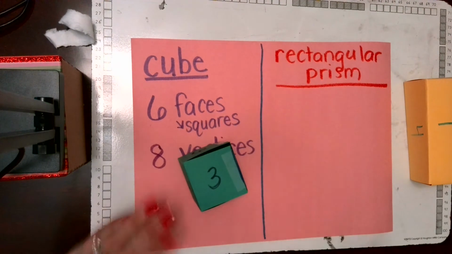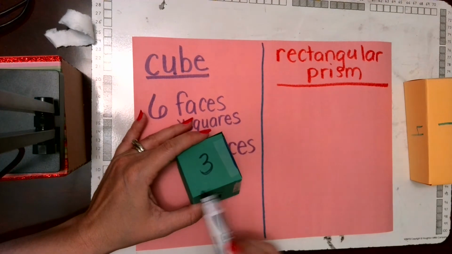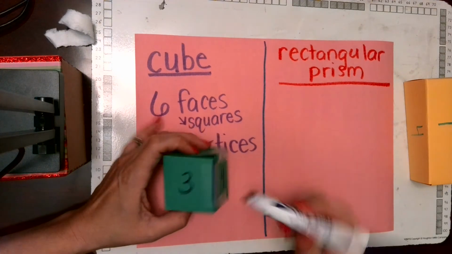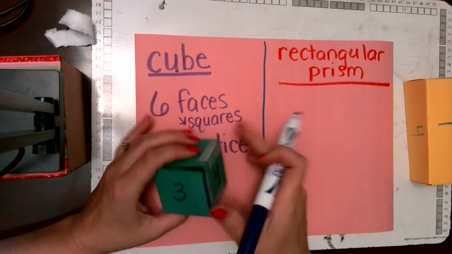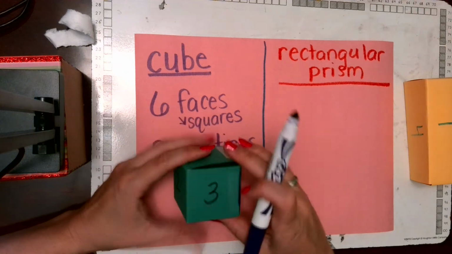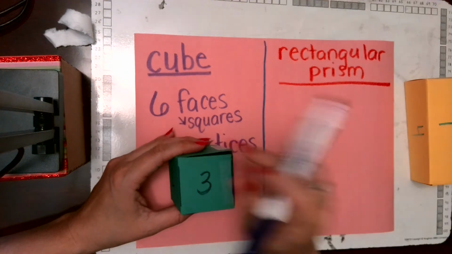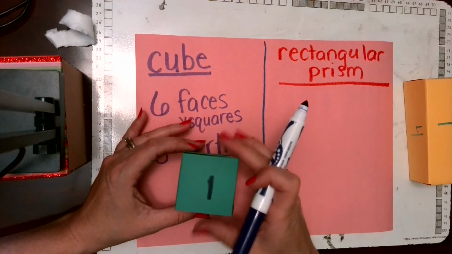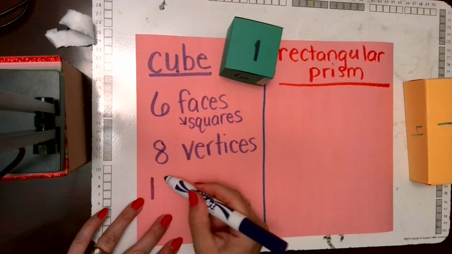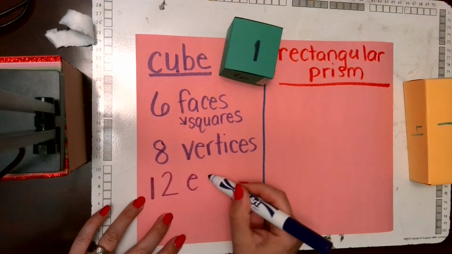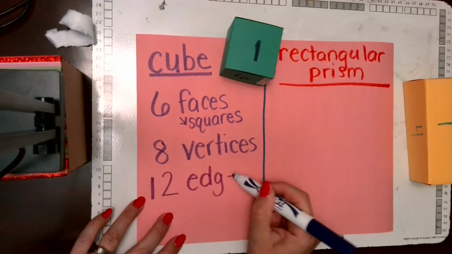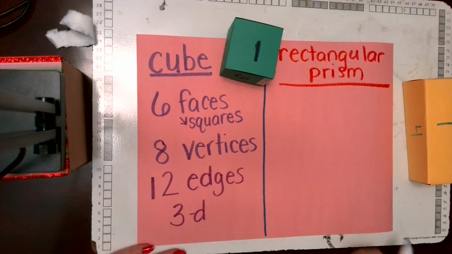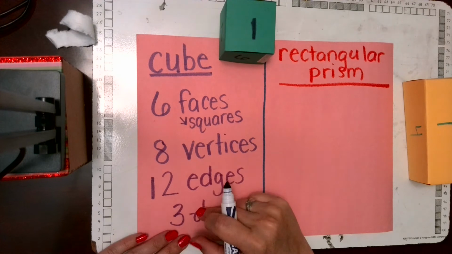And then in the video, it also talked about these parts right here, where one face comes to touch another face. Do you remember what those are called? Yes, those were called edges. And if I were to count all of the edges around, do you remember how many the cube had from the video with Cubie the Cube? That's right. There are 12. 12 edges on a cube. And I'm going to write down here, it is a 3D shape. So these are all the attributes of our cube.